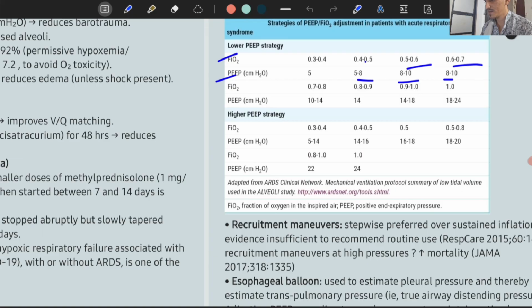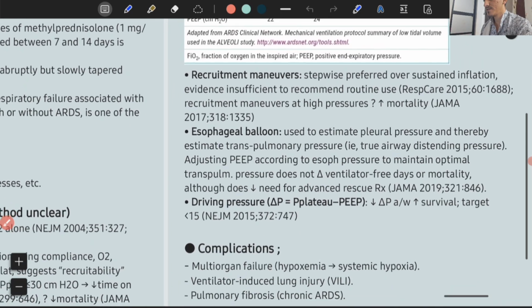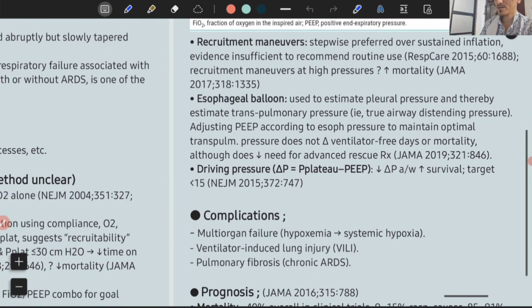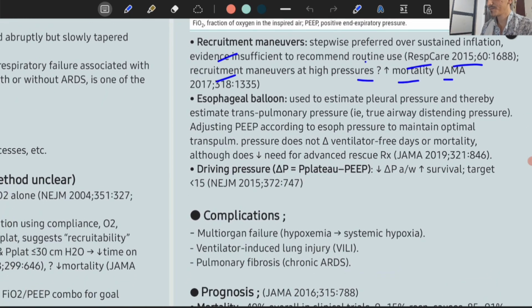So this is another strategy by which you can titrate the PEEP. These two are the most favored strategies. There are some other strategies like recruitment maneuvers, with stepwise preferred over sustained inflation.